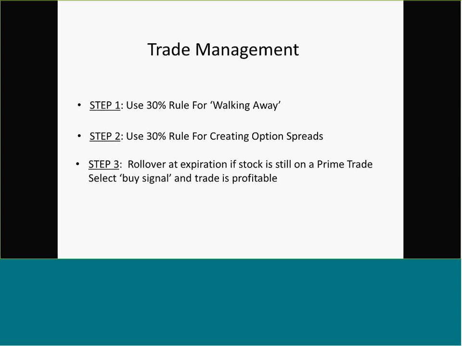And then the other trade management rule we use is we want to roll over at option expiration if that stock is still on a Prime Trade Select buy signal, and the trade is profitable. So when we get close to option expiration, we'll take a look at the trade. If it's still profitable and it's still on a Prime Trade Select buy signal, then we'll go ahead and roll over that option, close out the expiring option and buy to open the new option. And I'll show you examples of that.